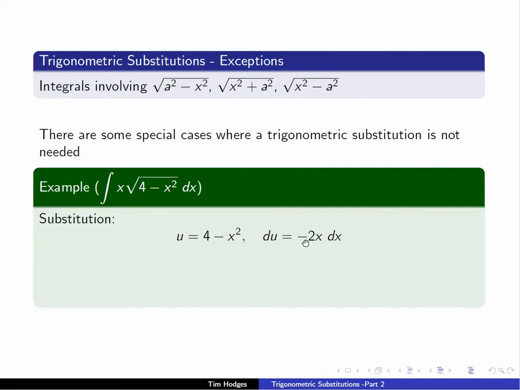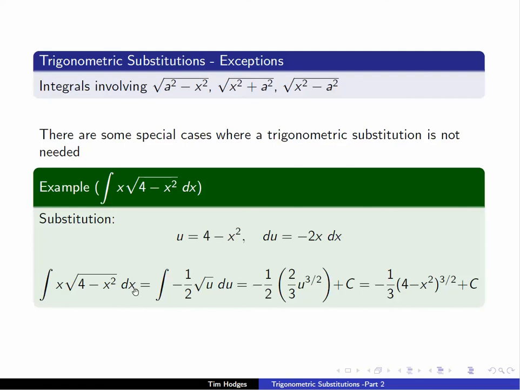Du is minus 2x dx. So the integral is, well, x dx converts to minus a half du, and the square root of 4 minus x squared converts to square root of u. So this is just a power, u to the half, so its antiderivative is u to the 3 halves times 2/3, and so we end up with the answer minus a third, substituting back for u, 4 minus x squared to the power 3 over 2, plus c.